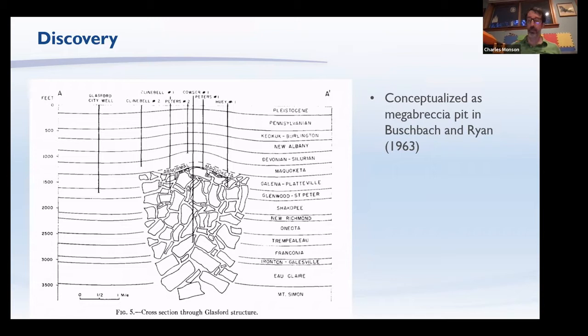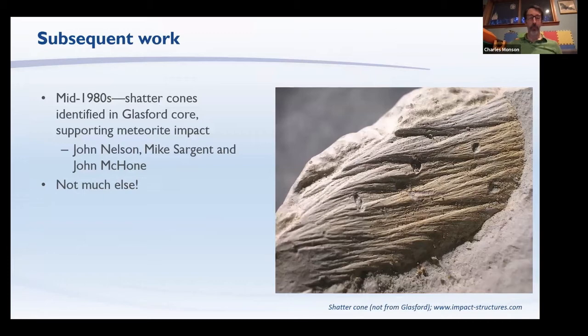They published their paper about this thing. And then for a good 50, 60 years after that, nothing really happened. No one really looked at it very much. In the mid-1980s, there was a team of people from the Illinois Survey, and also a guy named John McCone from Texas. The study of meteor craters was progressing, and they had worked out ways to decide for certain what was or wasn't really a meteor crater.